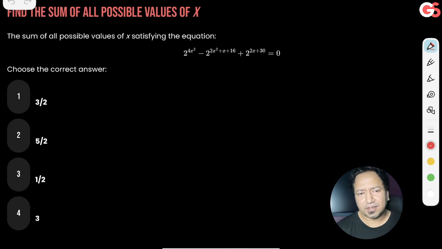So the question here says find the sum of all possible values of x. And here we have a very weird looking equation. So this looks like this.